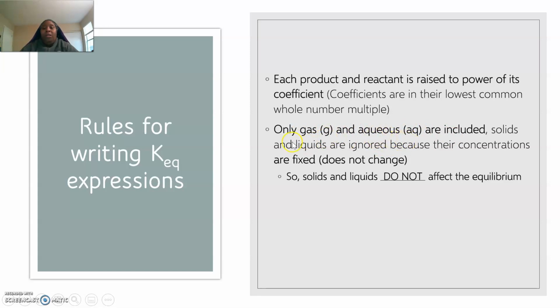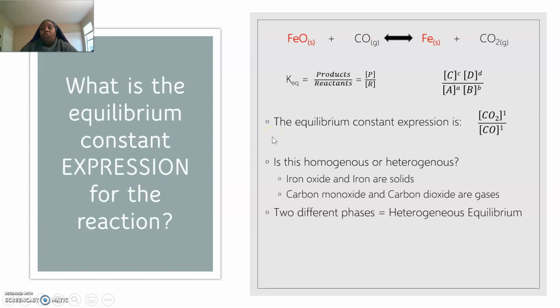So anything that is solid or liquid, we're basically going to ignore. If you take a look at the problem, we're going to completely ignore iron oxide and completely ignore iron for our equilibrium constant. What that means is that we only have one reactant and one product that is going to determine our equilibrium constant. If you remember from before, this equilibrium constant equals the concentration of the products over the concentration of the reactants. I put this over here kind of as a reminder of what it's supposed to look like.